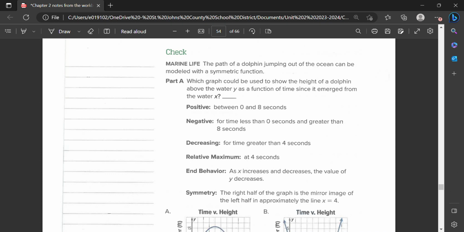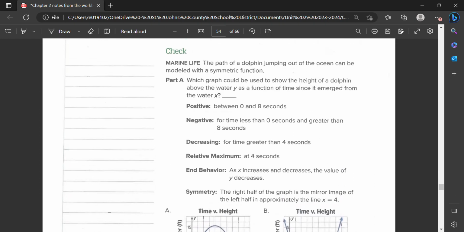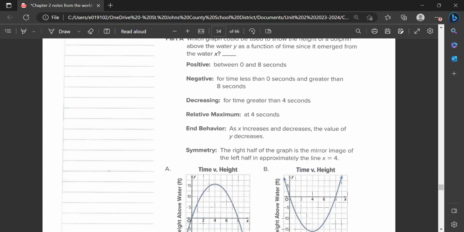All right, try the check. So part A, which graph would be used to show the height of a dolphin above the water, y as a function of time since it emerges from the water?